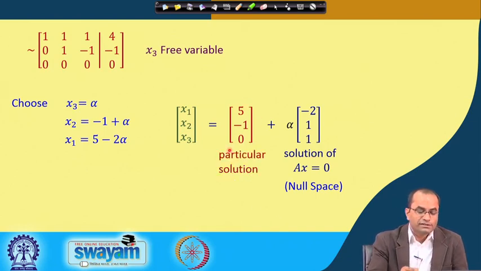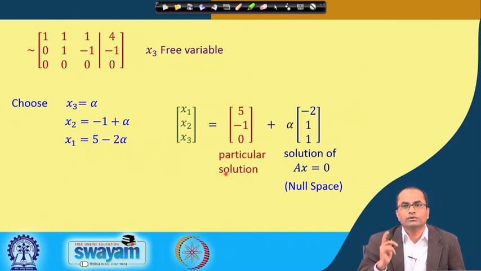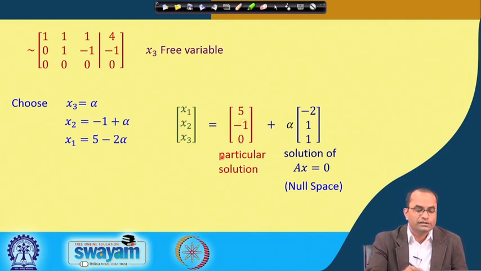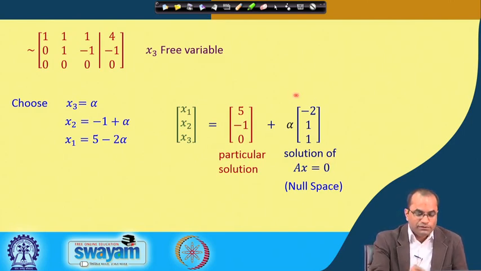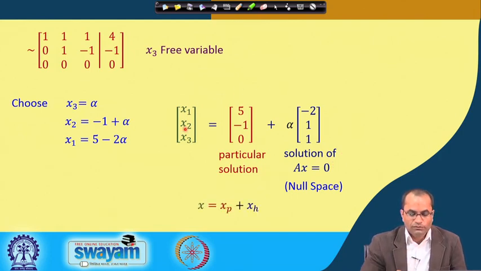Here this constant part without alpha is one particular solution of a given system Ax equal to b. So, this 5 minus 1 0 will satisfy our equations, and this minus 2 1 1 multiplied by any number will satisfy Ax equal to 0, the so-called homogeneous system of equations corresponding to our given system. Homogeneous means the right hand side we have set to 0. So, this is a very special structure we will be talking about more later.